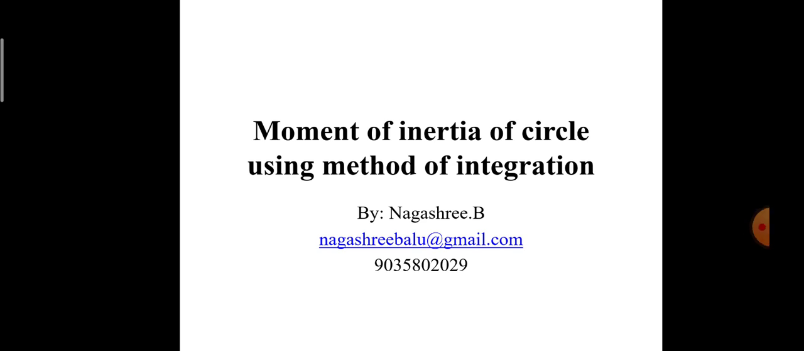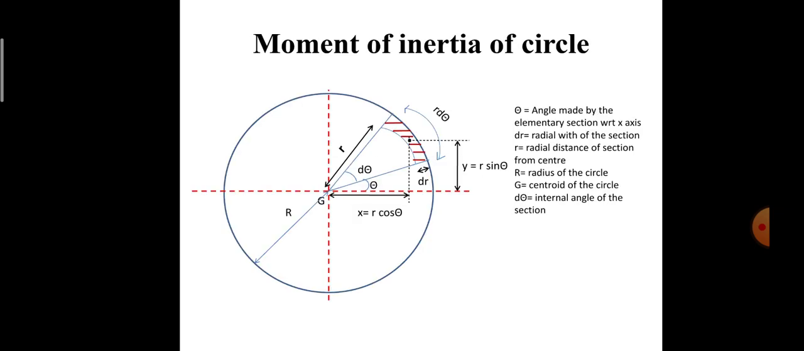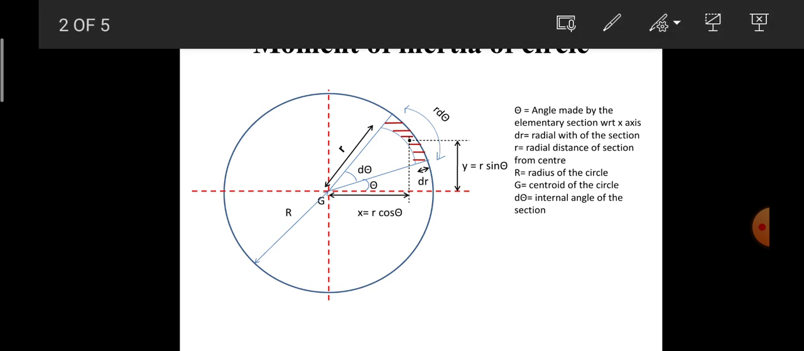Today I'll be discussing how to determine moment of inertia for a circle using the method of integration. So here basically I have considered a circle which has a radius equal to capital R, and I have also chosen an elementary section, which is noted as a shaded portion over here. You can just observe here. It is at a distance of small r from the center, and theta is the angle made by the elementary section with reference to the horizontal or the x-axis.